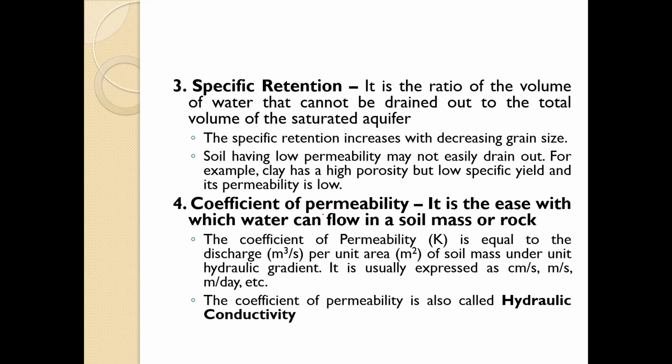Then the coefficient of permeability. It is the ease with which water can flow in a soil mass or rock. The coefficient of permeability K is equal to the discharge per unit area of the soil mass under unit hydraulic gradient. It is usually expressed as centimeter per second or meter per second or meter per day, etc. The coefficient of permeability is also called hydraulic conductivity. Again, it is the same as the flow of current in a conductor. So it is the kind of water flowing through a pipe. It depends on this hydraulic conductivity.